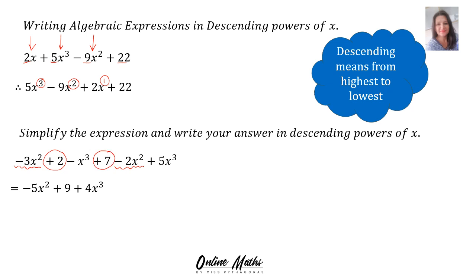And then on x cubed, minus x to the 3 plus 5x to the 3 is 4x to the 3. So we simplified the expression. Now we can write it in descending order. So that means we will zoom in on the powers of x. So this one, 4x to the 3, has the highest power. So that one goes first. Then it's the minus 5x squared plus 9, the constant at the back.